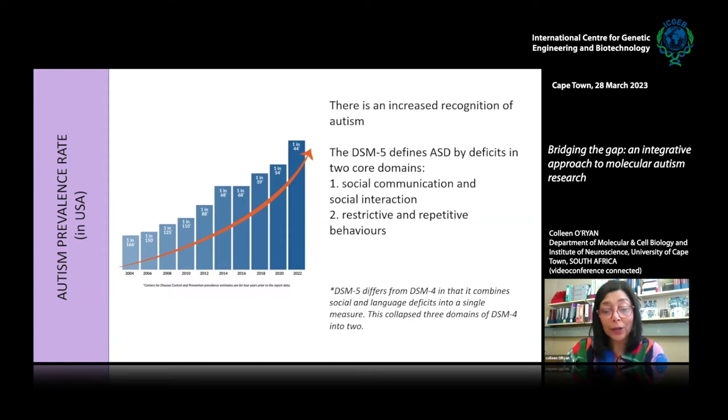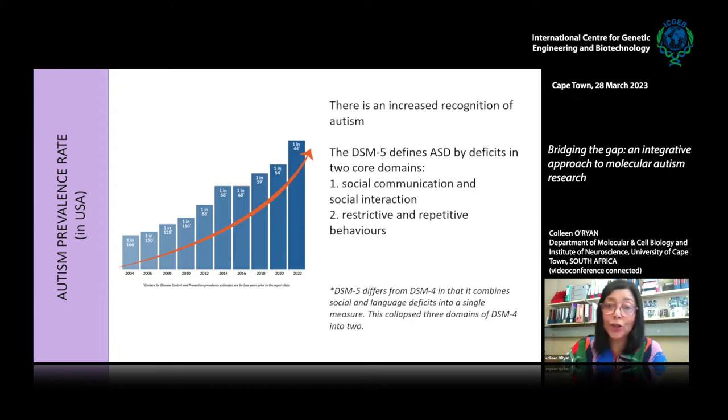which is called ASD, and it's defined by two difficulties, or clinically referred to as deficits in two core domains: the social communication and social interaction, and the second domain being restrictive and repetitive behaviors. And so the DSM was relatively recently revised. It's only in its fifth edition.